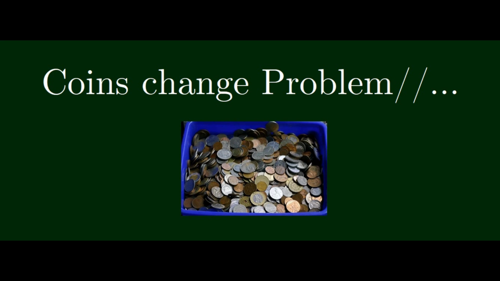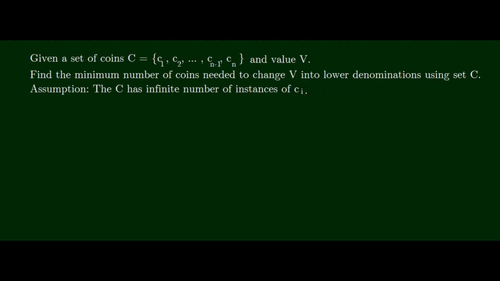So in this video, I'm going to discuss the coin change problem. The problem says that given a set of coins C, C1 to Cn, and a value V, find the minimum number of coins needed to change V into lower denominations using set C. The assumption is that C has an infinite number of instances of each Ci.